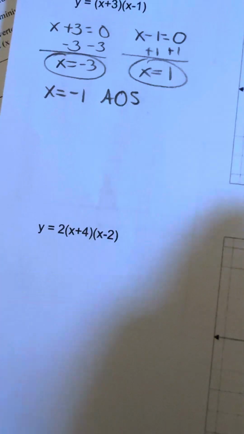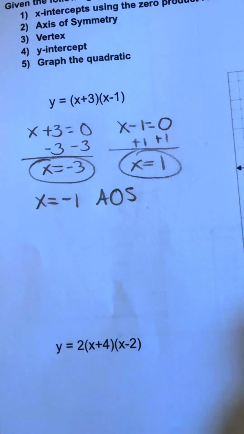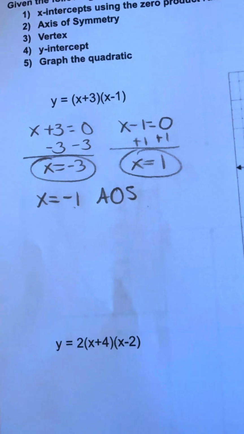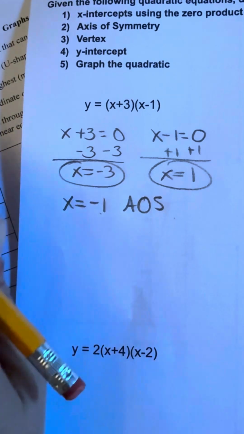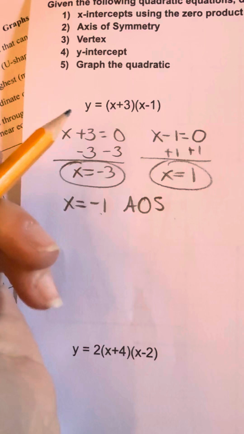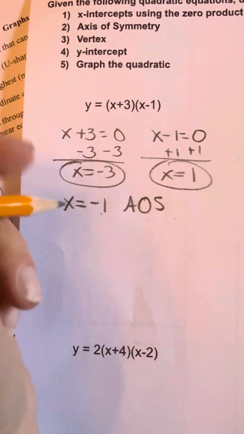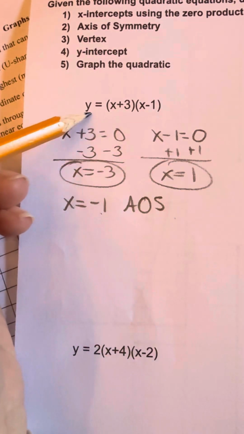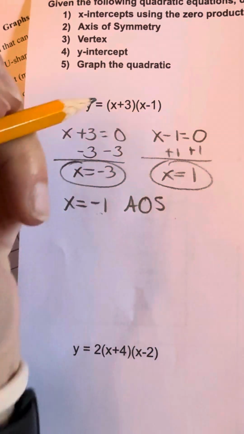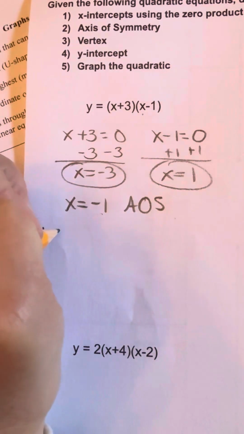So now that I have the axis of symmetry, my next step is going to be to find the vertex. So we know the x coordinate for the vertex because we know where the axis of symmetry is. So what I'm going to do in order to find out the other point of the vertex, which is the y coordinate, I'm just going to go back up here to this equation right here, and I'm just going to solve for y. So I'm going to take this -1, pop it in here, as well as right here, and we're going to figure out what y is.